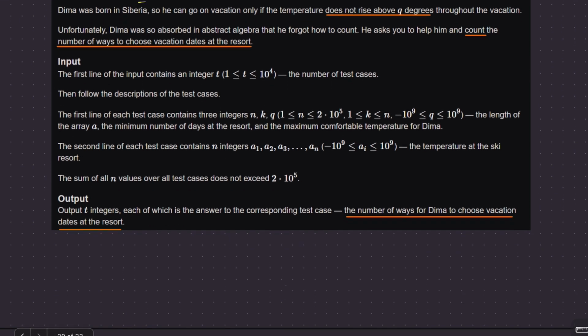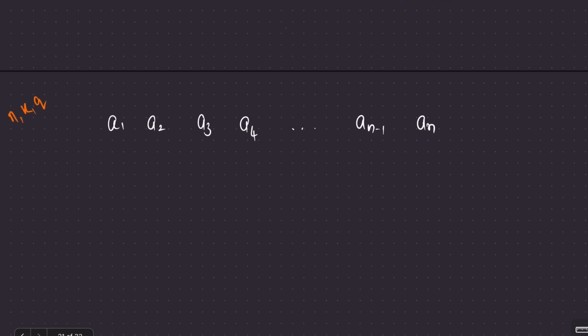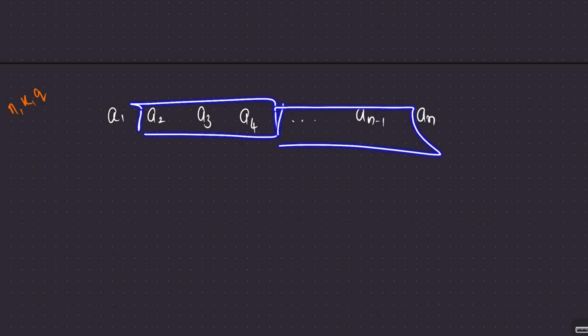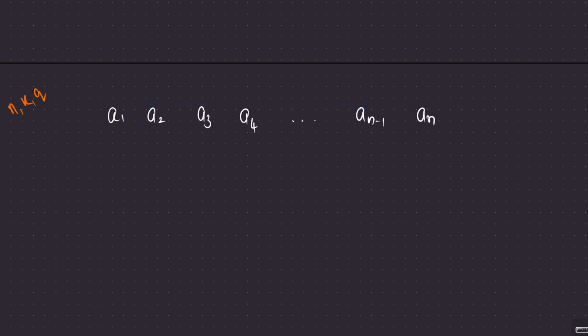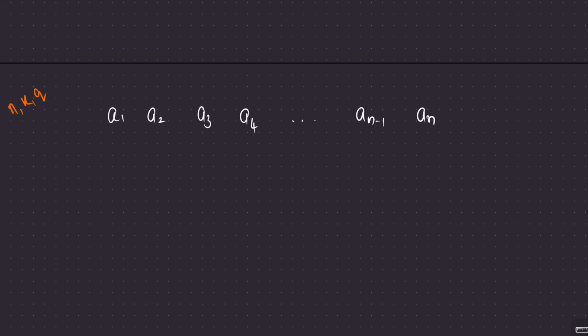And what we want to find out is the number of ways this guy can choose dates at the resort. So if I want to quickly summarize the question for you, what they have given is this array A, which contains the temperature for A1 to AN. Now we want to select some segments, because we want to go for vacation for consecutive days, right? So we have to select segments or sub-arrays, if you will, whose size is greater than or equal to K, but the temperature should not rise above Q. Any of these elements in the sub-segment or sub-array that you're selecting should not rise above Q, right?